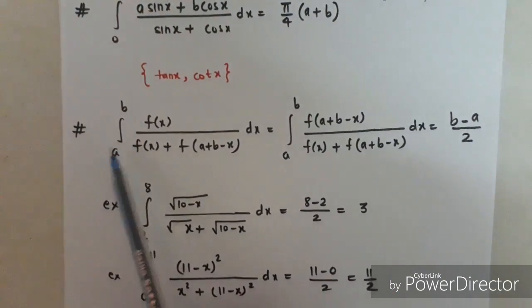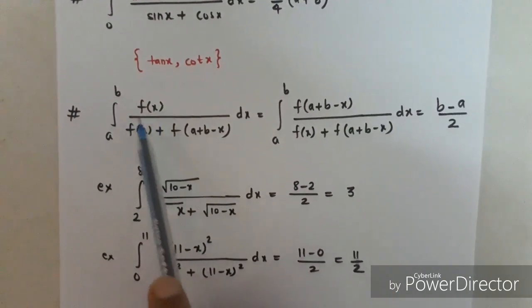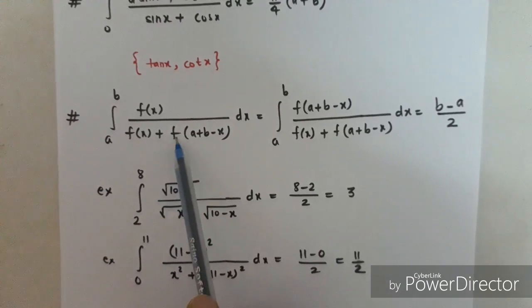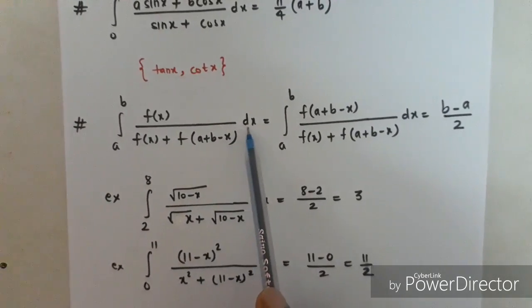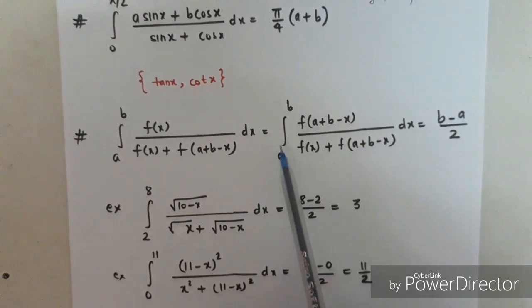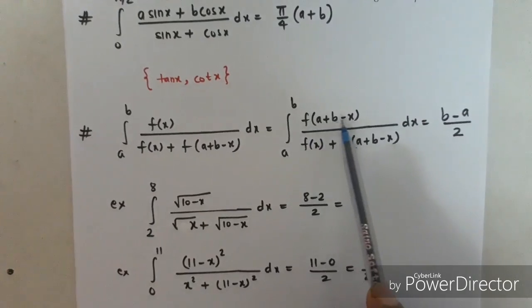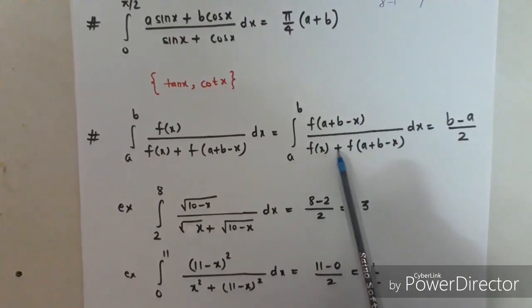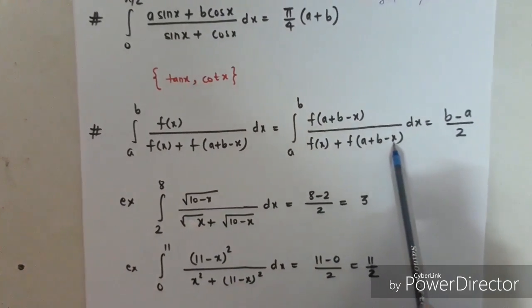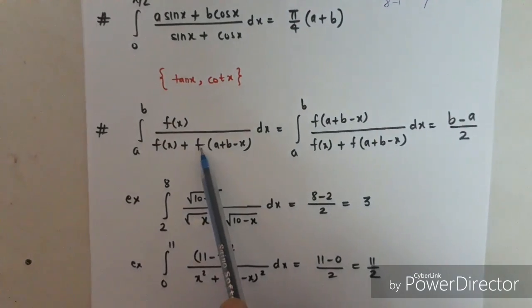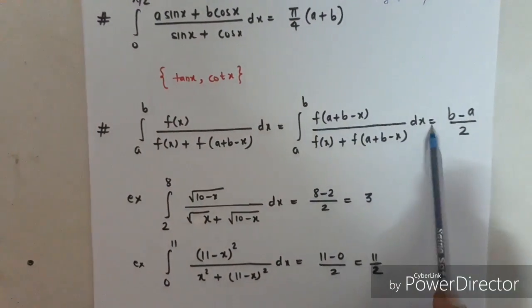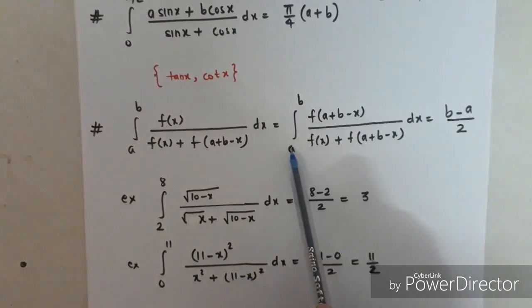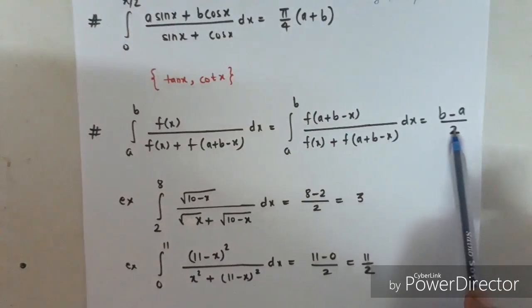Next, definite integral a to b f(x) dx divided by f(x) plus f(a plus b minus x) dx, or it is integral a to b f(a plus b minus x) upon f(x) plus f(a plus b minus x) dx. Either this one or this combination. Answer is upper limit minus lower limit divided by 2.